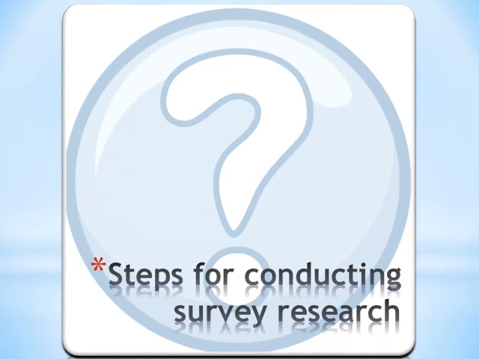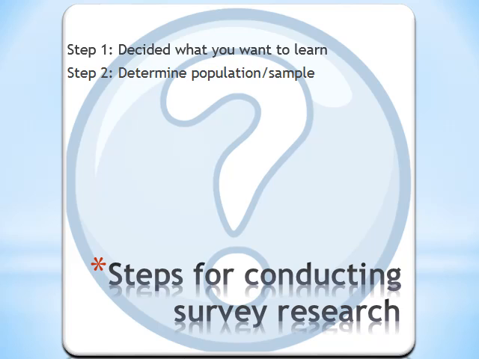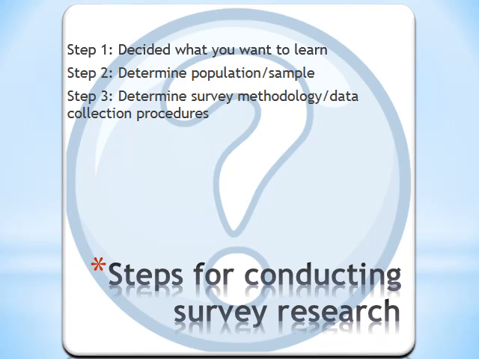Steps for conducting survey research. All right, so first decide what you want to learn. So what are you curious about? What do you want to find out about? What is important for you to know? What do you need to know? What is the population? So after you identify what you want to learn, who is part of that question? And then identify what methodology and data collections you want to use.